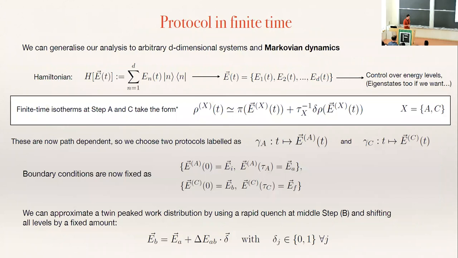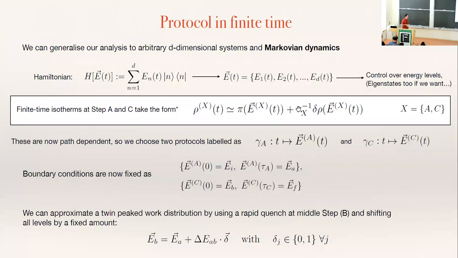So the way the protocol works in finite time is we take, say, a Hamiltonian of our system. It's got a number of energy levels. It can be d-dimensional. And we want to be able to control all of the levels in the Hamiltonian. We can also control the eigenstates, but it's not necessary for the process. The only difference now is that we model the isotherms with these linear corrections. So we're saying that along steps A and C, which I label with X here, we're going to be in some equilibrium state plus some correction, which has its own duration associated with it.